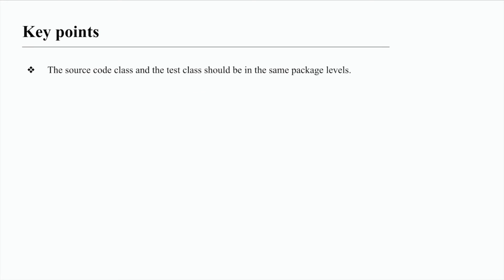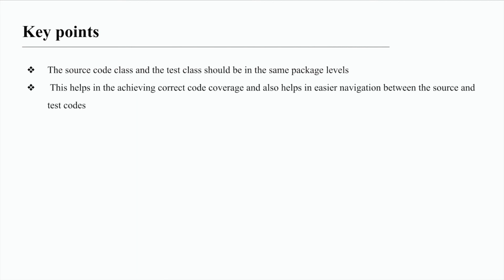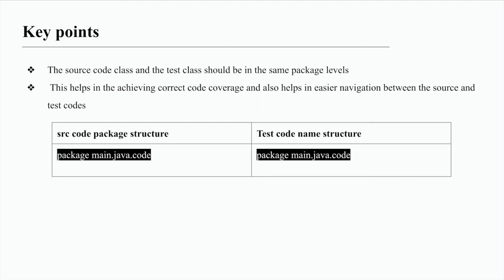The source code class and test class should be at the same package level. This helps in achieving correct code coverage and helps in easier navigation between source and test code. So for example, if I have my source class in the package main.java.code, then my test class should also be in the same package, that is main.java.code, inside the test root. So this package structure should be the same.